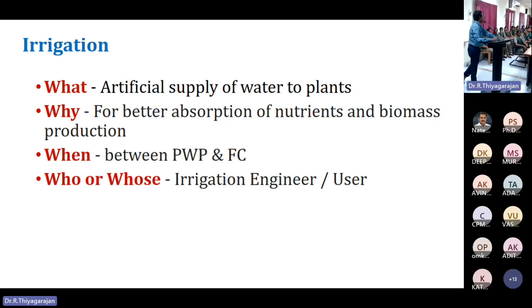Basically the user. If it is a landscape, it is not the farmer. If it is a farm, it is a farmer. And if it is a large farm managed by an irrigation engineer, then it is the irrigation engineer. So it depends on who the user is.